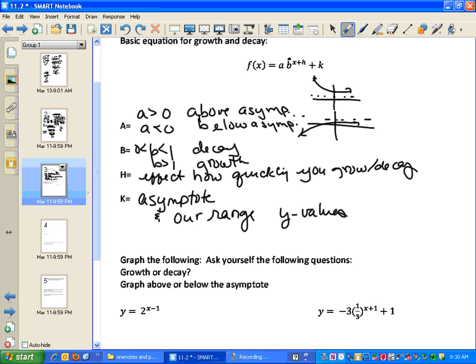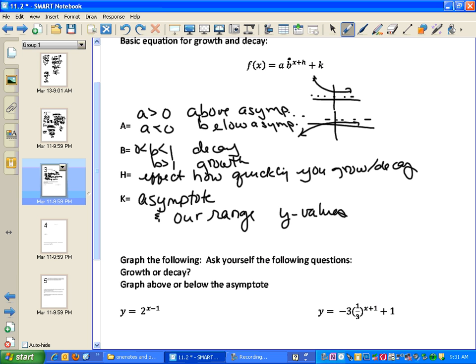If our base B is between 0 and 1, we have a decay. Greater than 1, we have a growth. Okay, and we look at K to be our asymptote. That's where we're going to be approaching, but we never cross. You look at your B.